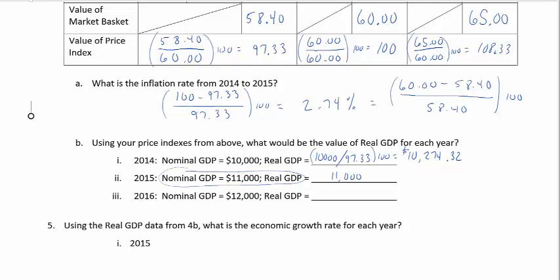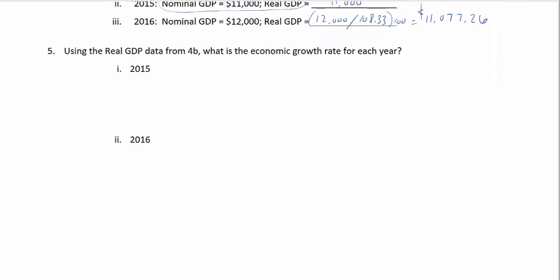Alright, then 2016, we're going to take 12,000 and divide by its deflator of 108.33, and then multiply by 100. Did you notice I called it a deflator that time? Make sure you're aware that an index and a deflator are the same thing. They're just different words for the same number. So real GDP in 2016 is 11,077.26 cents.